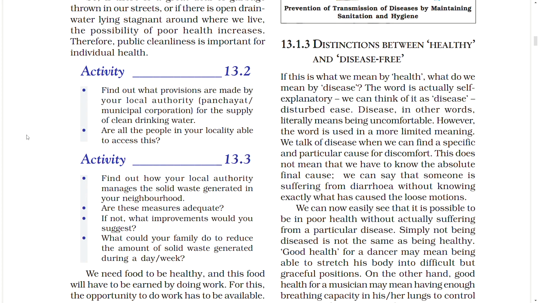Activity 13.2. Do this. Find out what provisions are made by your local authority, panchayat or municipal corporation for the supply of clean drinking water. Are all the people in your locality able to access this? Activity 13.3. Do this. Find out how your local authority manages the solid waste generated in your neighborhood. Are these measures adequate? If not, what improvements would you suggest? What could your family do to reduce the amount of solid waste generated during a day or week?